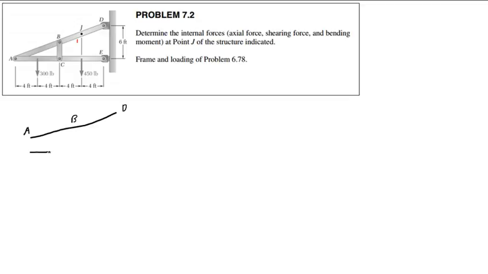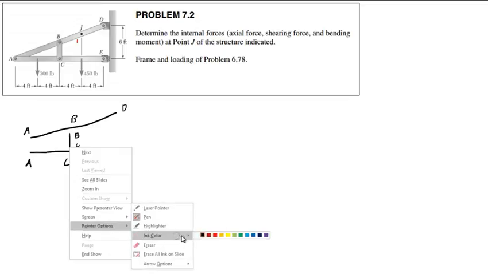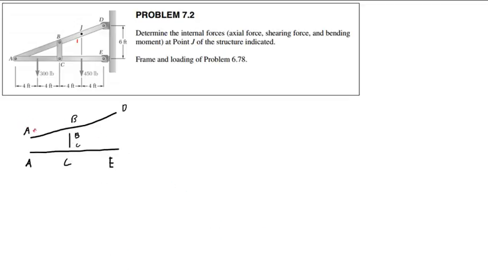Then we'll have member ACE: A, C, and E. And then we will have member BC. Now, let's see. So I'm going to have AY and AX.